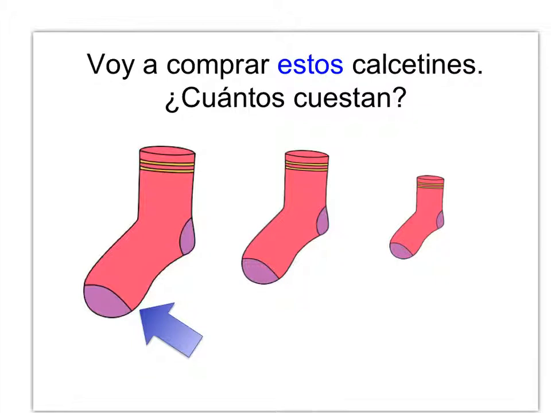Voy a comprar estos calcetines. Estos doesn't mean those socks. Now we're talking about these socks. Estos calcetines. And you don't need to know this for our tests in class, but if I wanted, instead of saying these socks, to just say these, this is on page 157, we just use the word estos and throw a little accent on that first E.